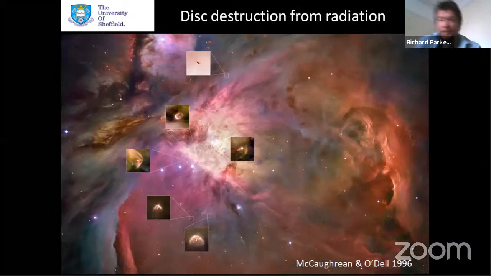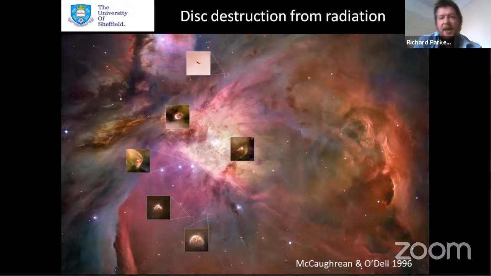So, given that we know that stars form in a range of stellar densities, what could the effects be on protoplanetary disks? One of the things that I've been working on a lot in the last couple of years is the idea that disks can be destroyed by the radiation from massive stars. And I mentioned that the Orion Nebula cluster is the closest star-forming region to the sun that contains massive stars.